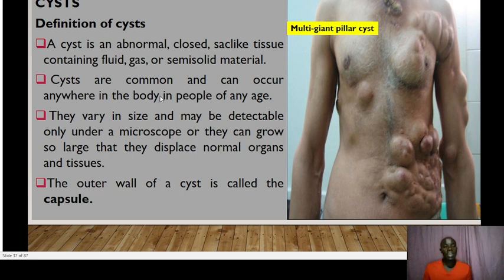A cyst is an abnormal closed sac-like tissue containing fluid, gas, or semi-solid material. Cysts are common and can occur anywhere in the body in people of any age. They vary in size and may be detected only by a microscope, or they can grow so large that they displace normal organs and tissues. Remember, the outer wall of a cyst is called a capsule.